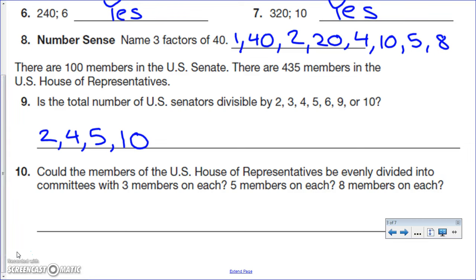Finally, for problem 10, could the members of the U.S. House of Representatives be evenly divided into committees with 3 members each, 5 members each, or 8 members on each? So if we look, we're going to add the digits together to test for the 3 first. So 4 plus 3 is 7, plus 5 is 12. 12 is divisible by 3, so yes, we could divide them evenly into committees with 3 members each.